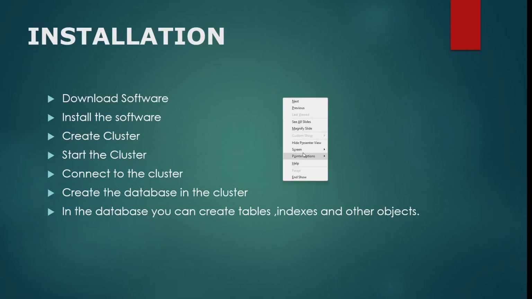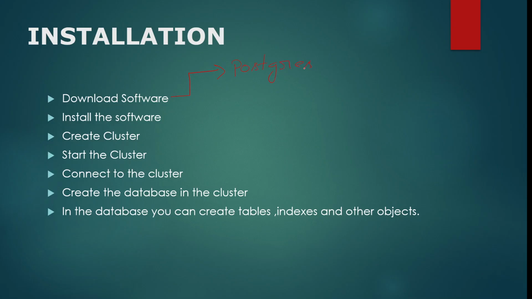So as we discussed before, we have to download the software. We need to go to PostgreSQL.org. We need to go to this website and download the software, both for Windows and Linux, which is available over here. Then once we download the software, we need to install the software.